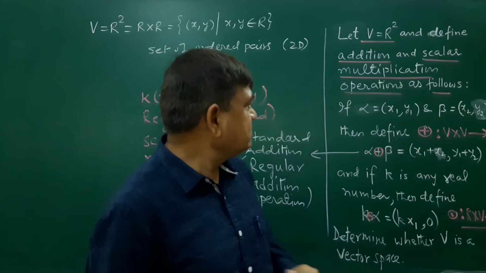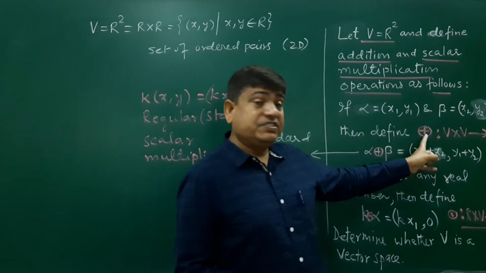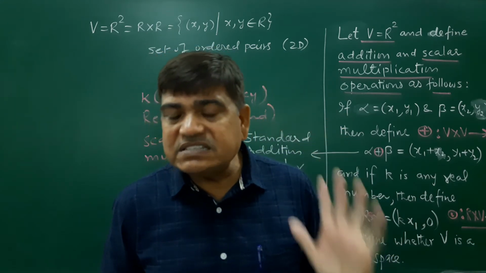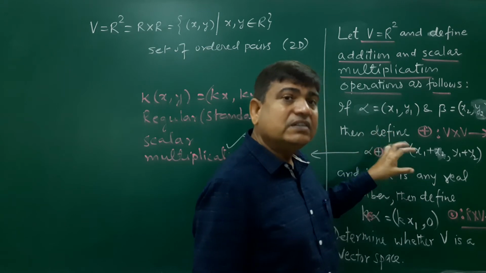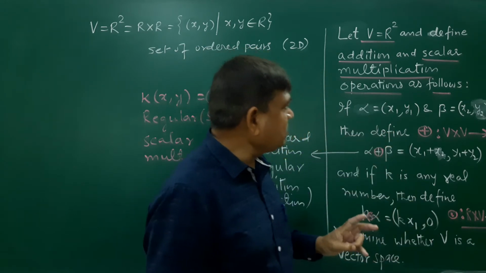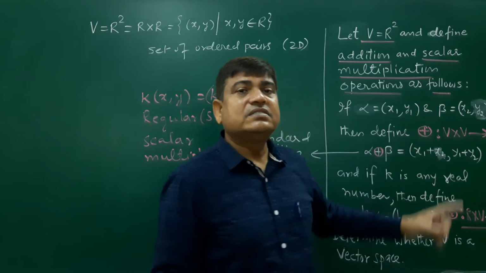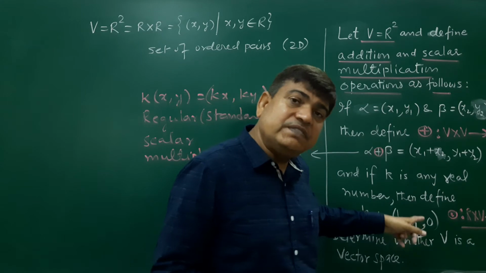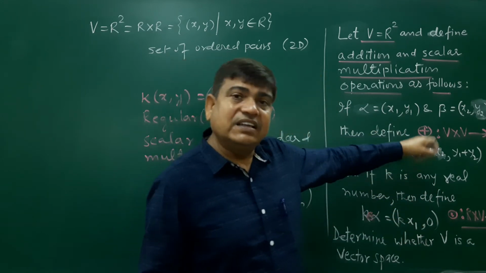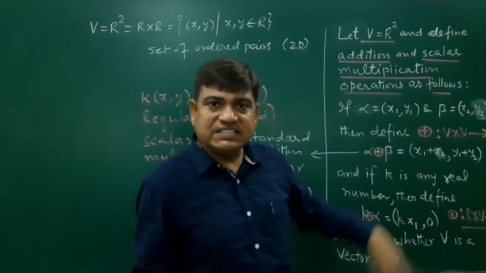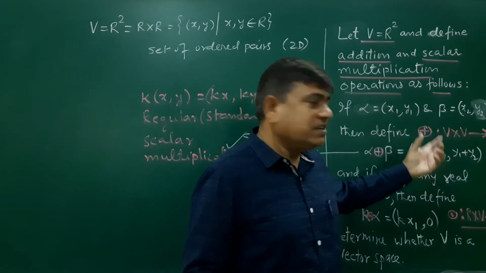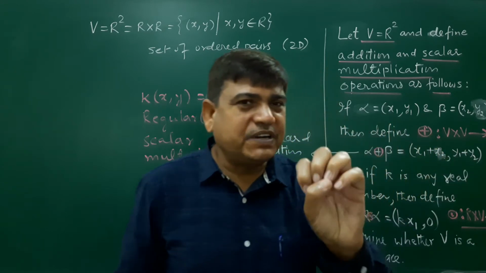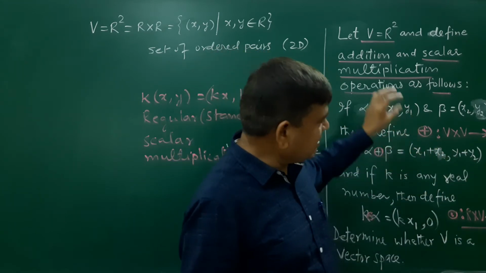I will not prove this operation as an abelian group because we did this yesterday. It is the standard one, standard addition. So we know that this operation is associative, this operation is commutative, this operation has inverse, this operation has identity element, this is also closed. So V is an abelian group with respect to this. So the first 5 properties are satisfied. Okay, we will come to the next one.